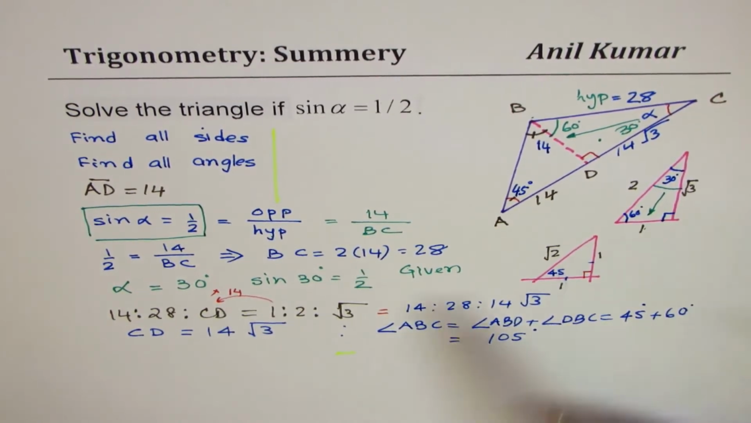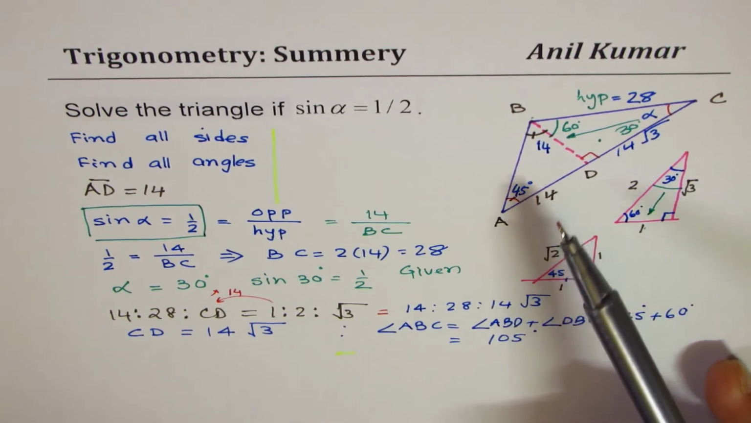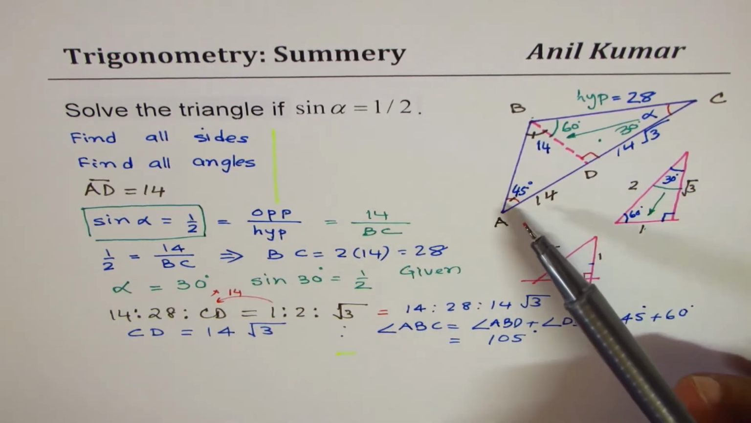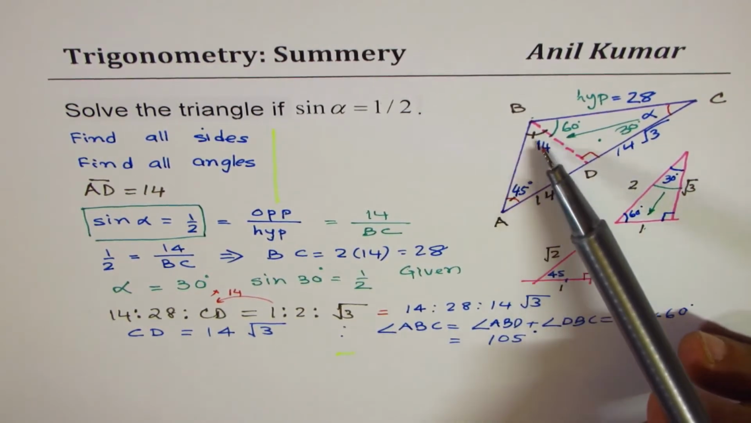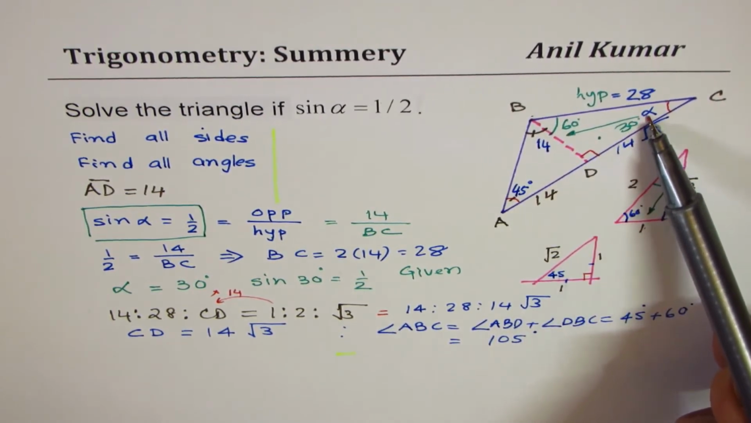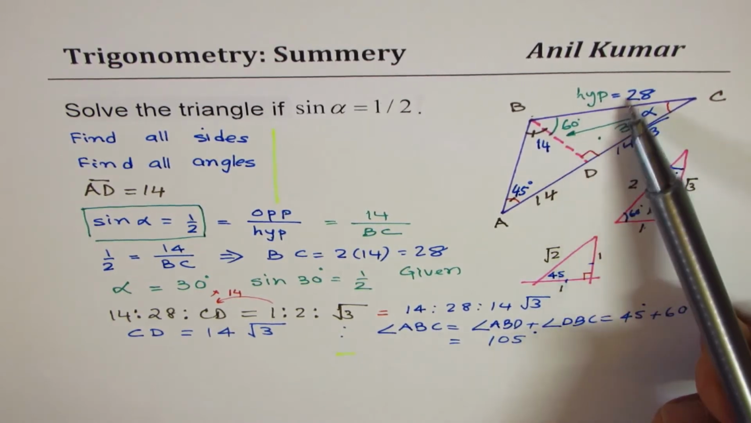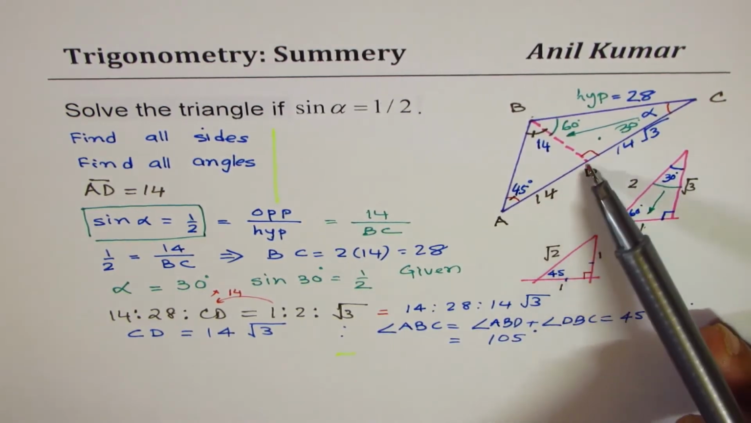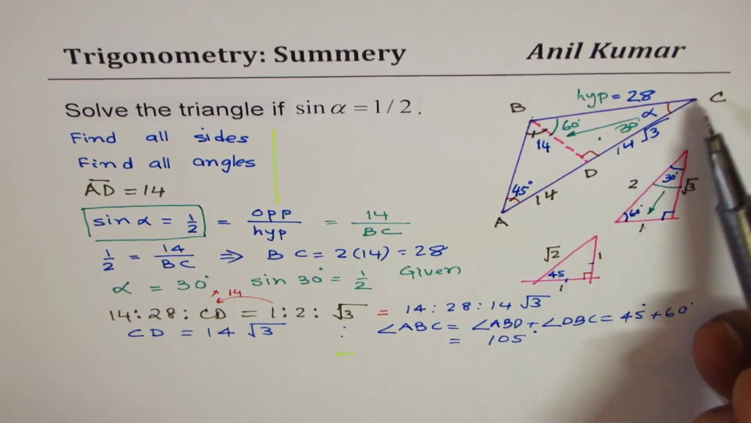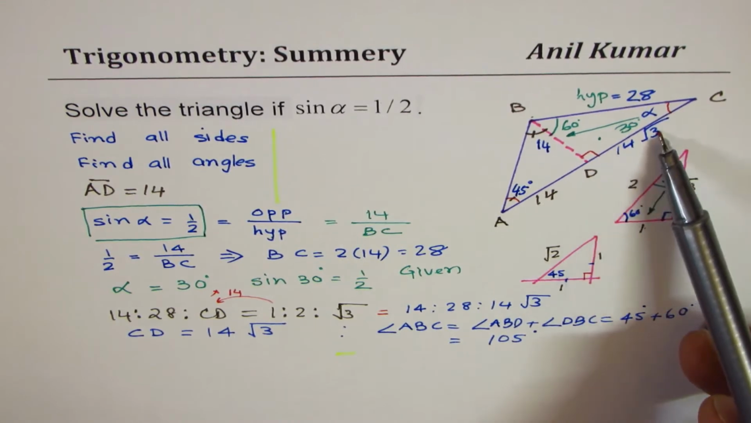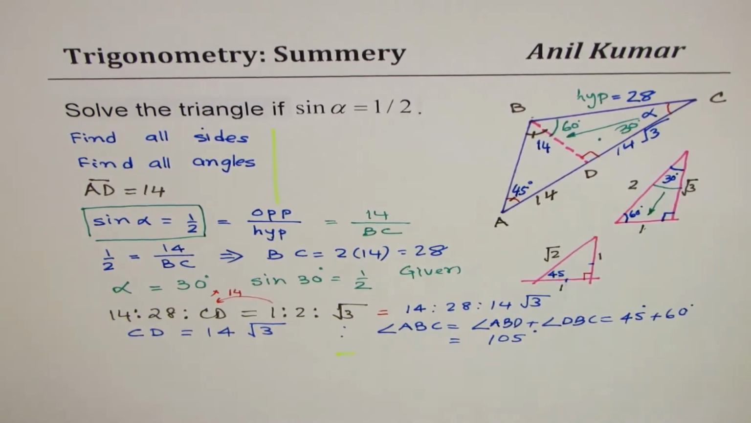However, you have to juggle between these triangles and your understanding of trigonometric ratios to solve such questions. So we got our answers: angle B is the sum of 45 and 60, which is 105. Alpha here is 30 degrees, since sine alpha is half. So we got the hypotenuse BC as 28, AD as 14, DC as 14 square root 3. And if you add them up, A to C, it'll be 14 plus 14 square root 3. Right? So that is how you could solve it. Now let's take up some word problems.